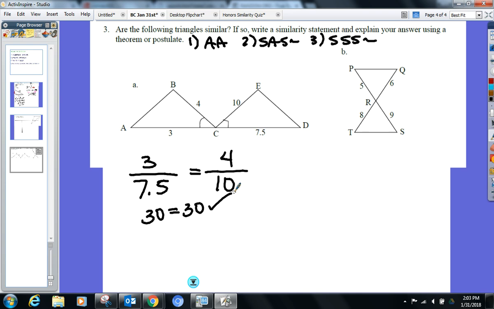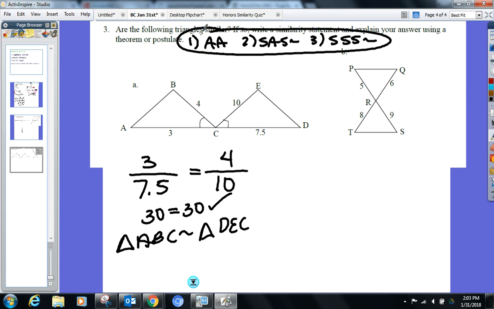Write a similarity statement if so. Triangle. Who wants to start it off? Triangle ABC, fine. Similar to triangle DEC. Now, when it says using a theorem or postulate, that's what I'm looking for right here. Don't tell me the sides are in a ratio, because that's not true. You don't know about the third pair. All right, so by side angle side similarity. That's what I'm looking for when it says a theorem or postulate.